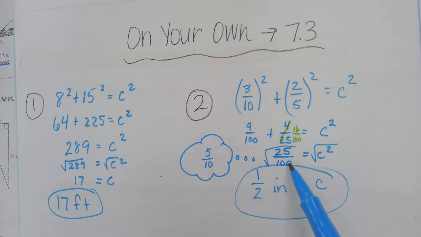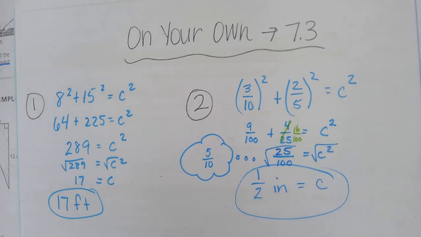Keep the 100. Now, that was 25 hundredths, but we have to find the square root because that was c squared. So 25 hundredths, the square root of 25 is 5. The square root of 100 is 10. 5/10 simplifies to a half. So the answer would be a 1/2 inch.